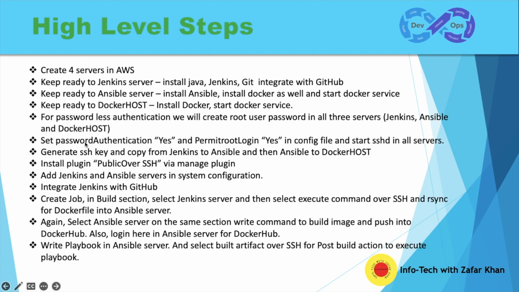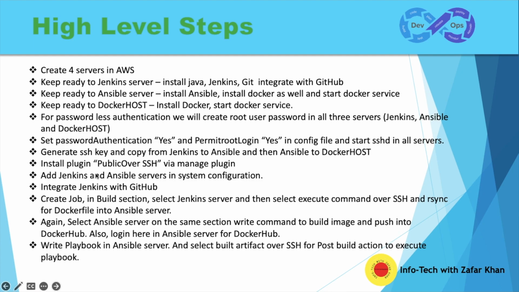After that, this is the important thing: we will set up password authentication. We will create a root user in all three servers, Jenkins, Ansible and Docker, and set the authentication to yes and permit root login in the config file, and start SSH in all servers. And we'll also generate the SSH key and copy it from Jenkins to Ansible and then from Ansible to the Docker host.